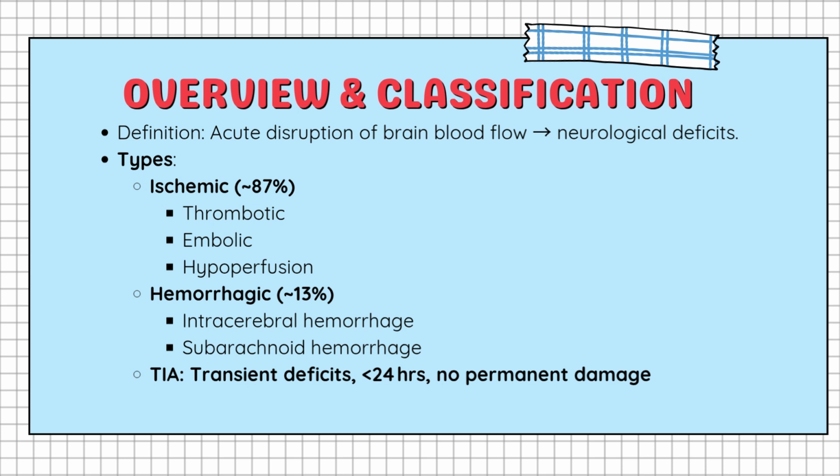Strokes are broadly classified into three types. First, ischemic stroke, accounting for nearly 87% of all cases, caused by a blockage in a cerebral artery, either due to a local clot or an embolus. Second, hemorrhagic stroke, which makes up around 13% of cases, occurs when a blood vessel ruptures, leading to bleeding within or around the brain. And third, the transient ischemic attack, or TIA, often called a mini-stroke, is a temporary episode of neurological dysfunction without permanent damage, but it serves as a warning sign for future strokes.